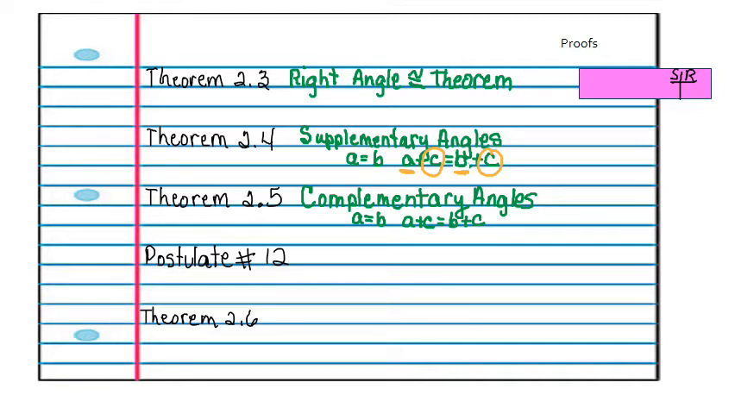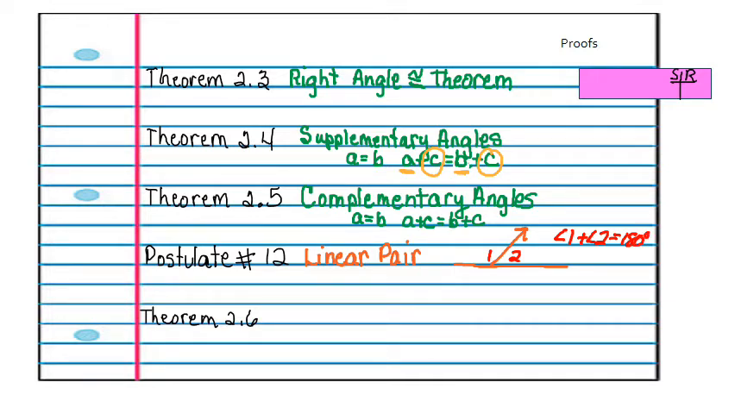Postulate number 12 is just kind of a fun, nice one. It's called postulate number 12, but basically it is the linear pair postulate, and we talked about linear pairs. That's the thing that you're going to lose the most. But basically, if you have a pair of angles on a line, angle 1 and angle 2, then angle 1 plus angle 2 equals 180 degrees and are a linear pair.